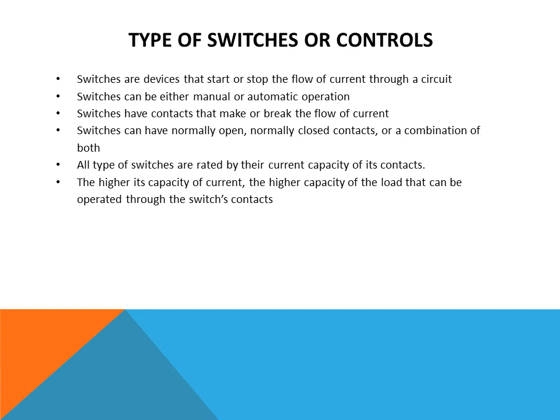So switches are devices that start or stop the flow of current through a circuit. Switches can be either manual or automatic operation. Switches have contacts that make or break the flow of current. Switches can have normally open, normally closed contacts, or a combination of both. All types of switches are rated by the current capacity of their contacts. The higher the capacity of current, the higher the capacity of the load that it can operate through the switch contacts.